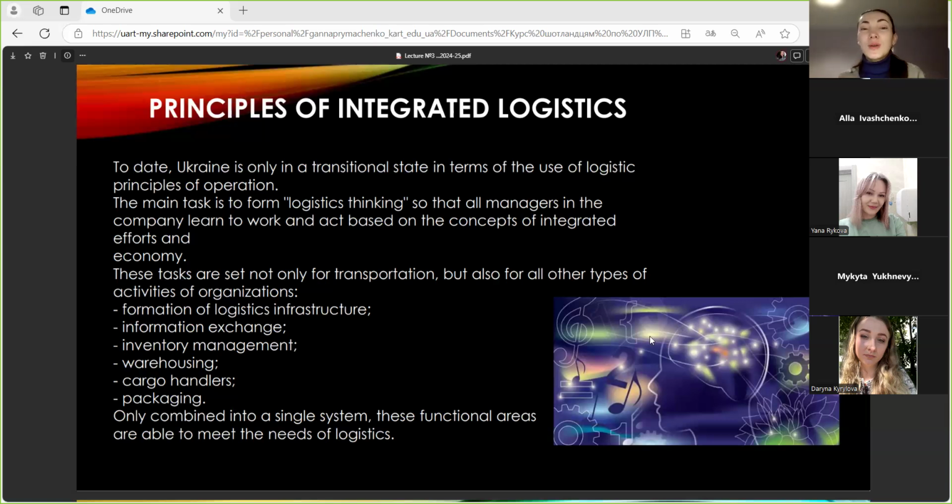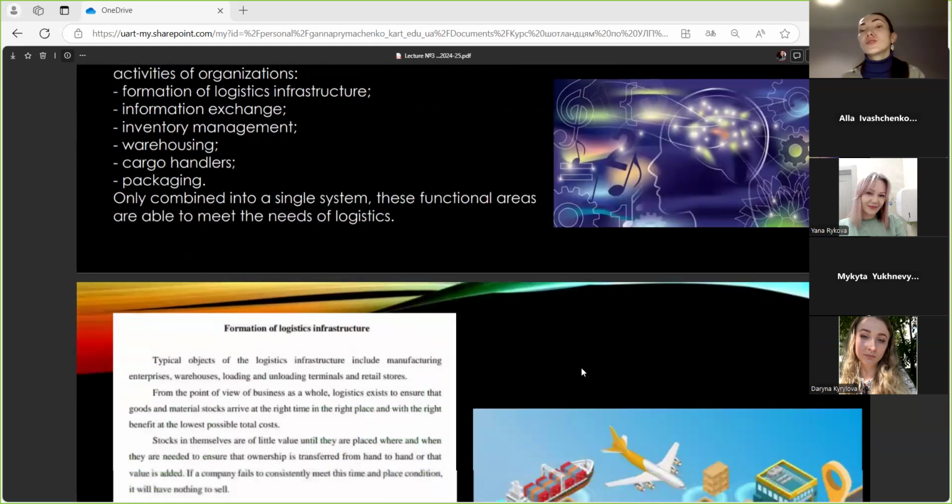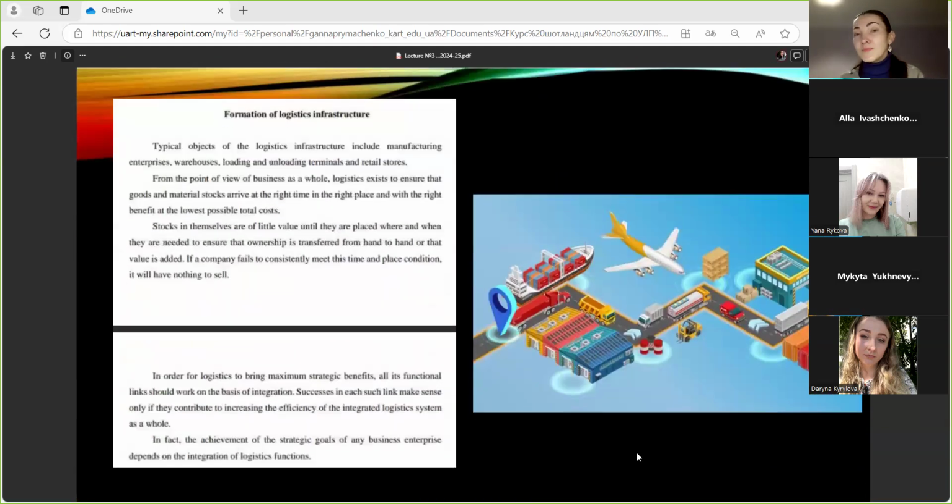Of course, there are many questions we need to discuss and think about, to know when we could use it or couldn't use it. So, the formation of logistics infrastructure. What does it mean for us when we discuss logistic infrastructure? What is it? Is it infrastructure of transport, infrastructure of manufacture, or something else?